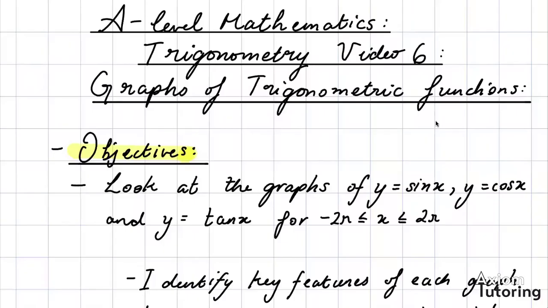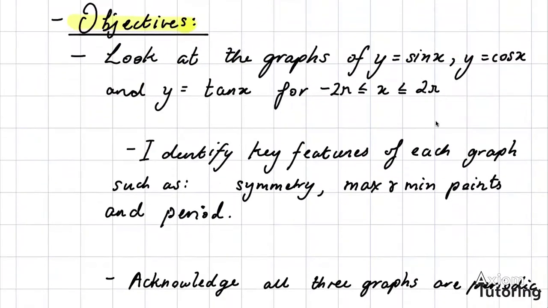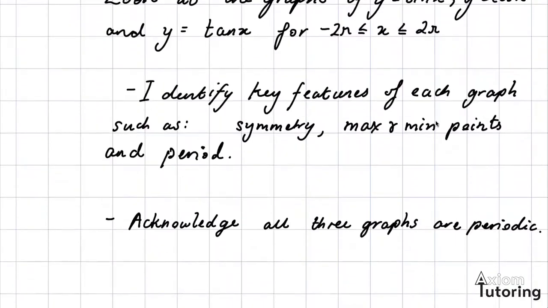In this video we're going to look at the graphs of trigonometric functions and highlight their key features. Some of the objectives of this video are to look at the graphs of sin x, cos x and tan x for values of x between 2 pi and minus 2 pi, identify key features of each graph such as the symmetry, maximum and minimum points and the period of each graph, and acknowledge that all three graphs are periodic. What this means is that they repeat themselves.